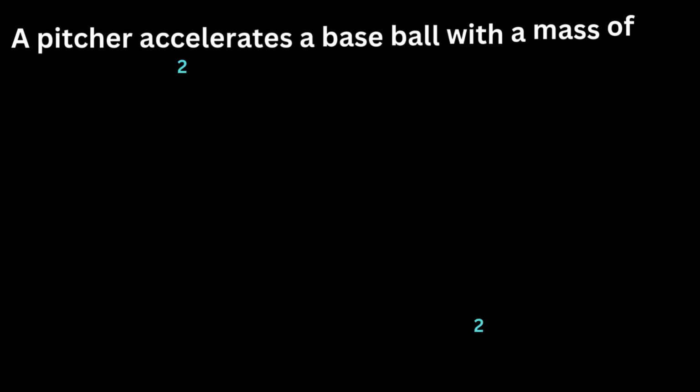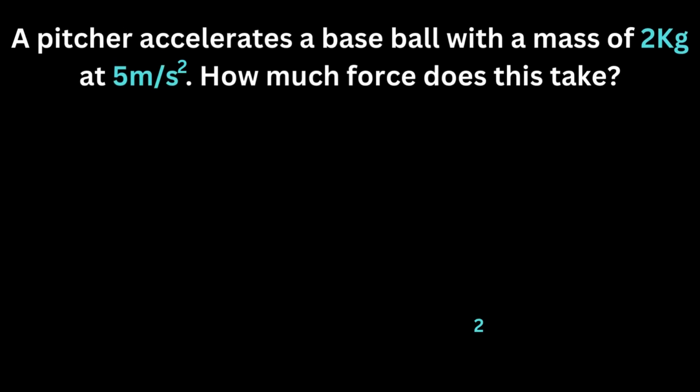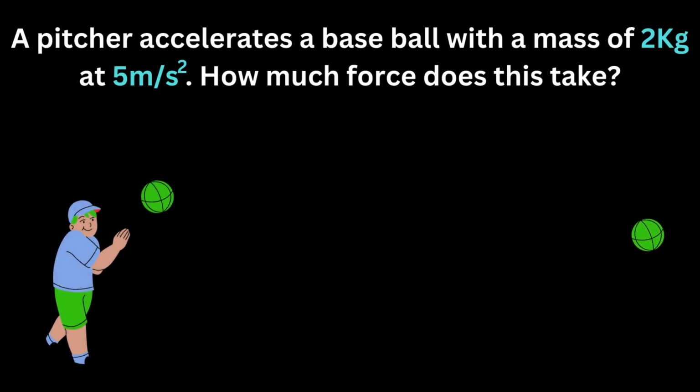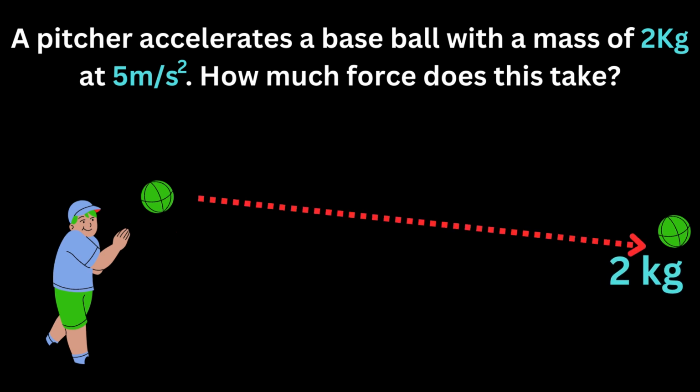Here we have a problem. A pitcher accelerates a baseball with a mass of 2 kg at 5 meters per second squared. How much force does this take? We can easily understand this problem by this animation. A pitcher accelerates a baseball of 2 kg at 5 meters per second squared.